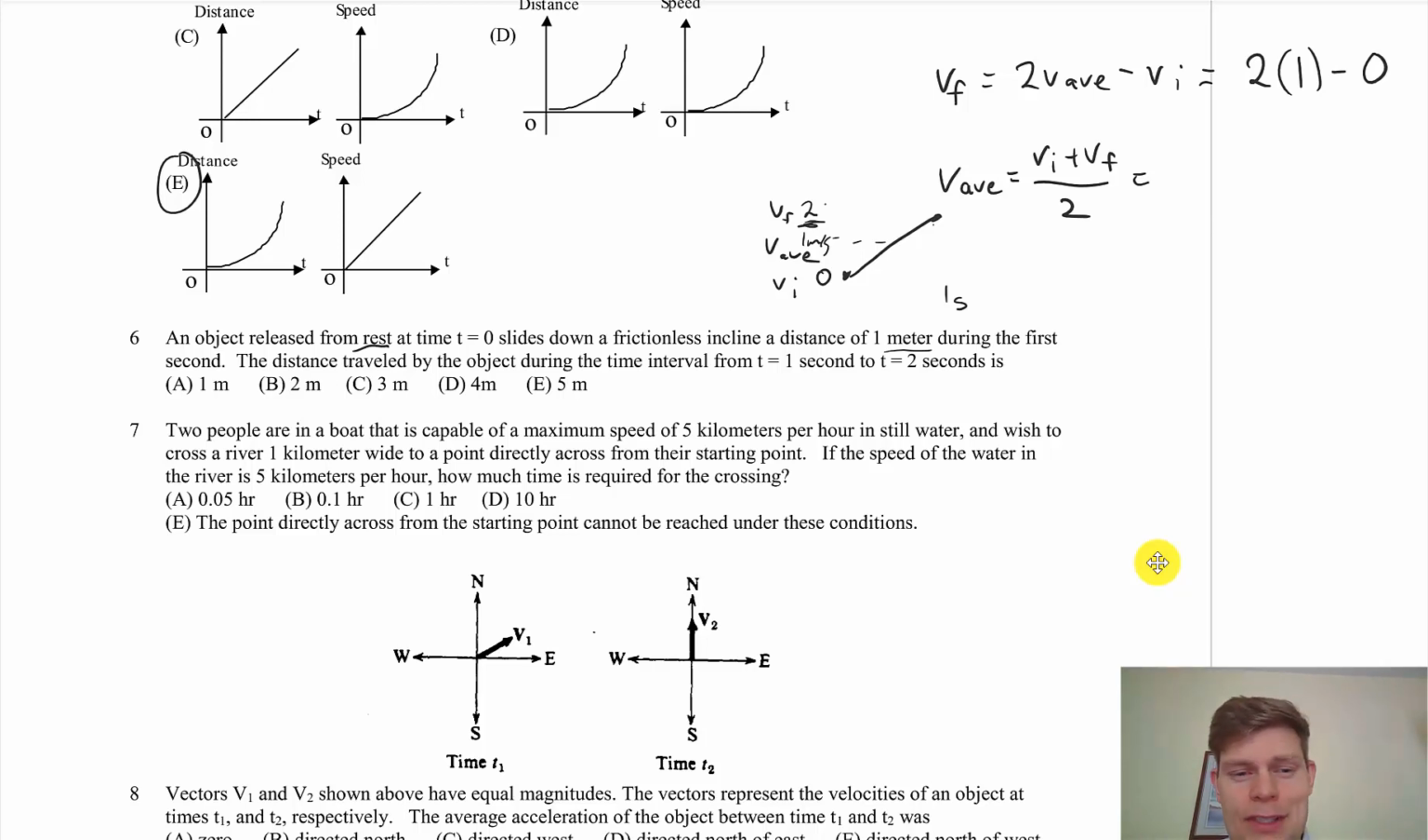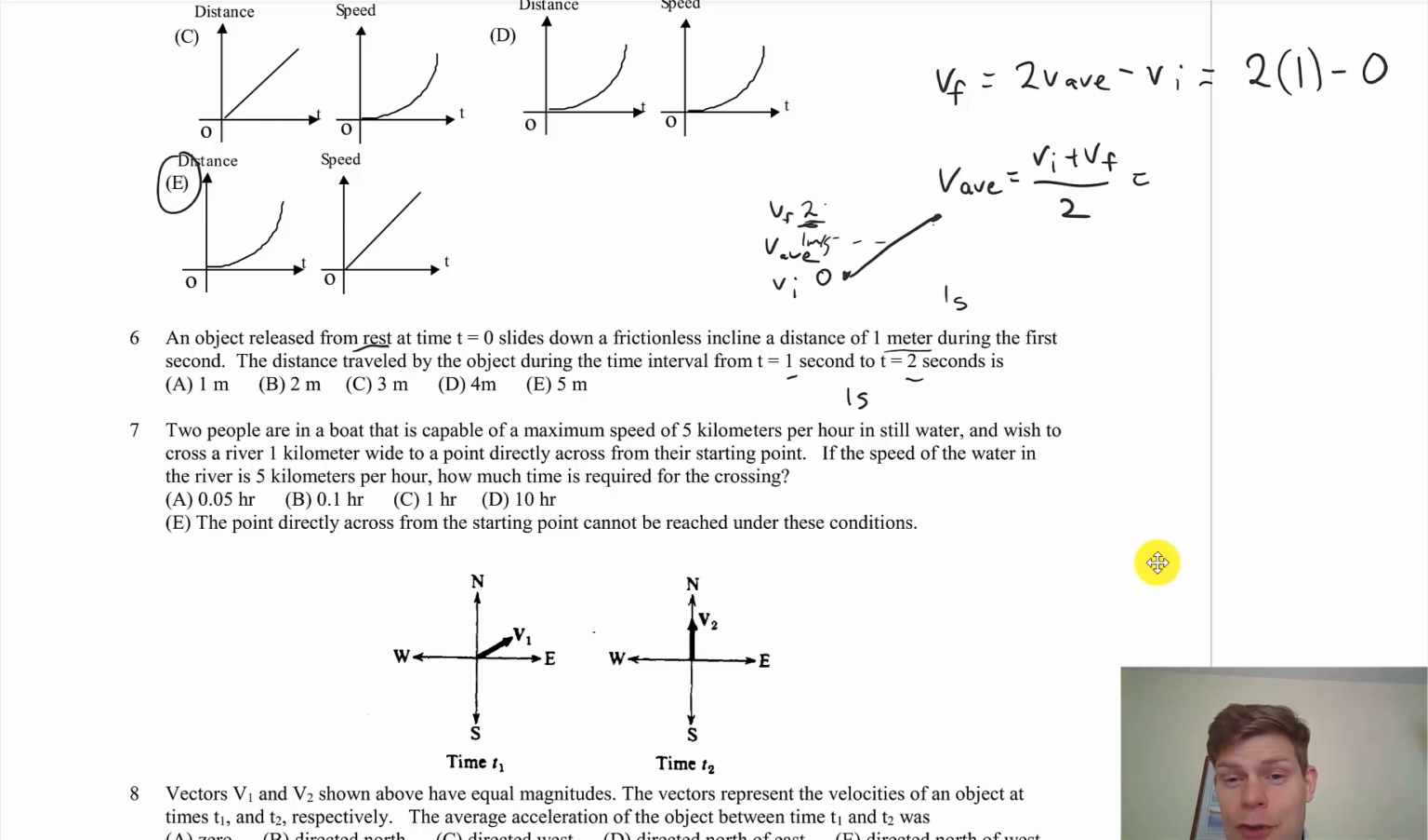So if you want to know the distance traveled by the object in the time interval from 1 second to 2 seconds, you got a couple options. You can either find the displacement at 2 seconds and then subtract the displacement at 1 second. Or my favorite way to do it is just to be like, hey, I can also find the displacement by doing average velocity times time. So the time from 1 second to 2 seconds is just 1 second.